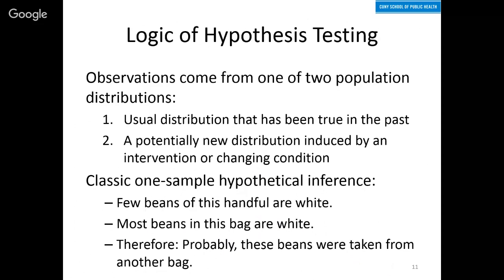A classic statistical teaching example of one sample inference is: got a handful of beans, only a few of them are white. I've got a big bag of beans here and most of them are white. Probably then this handful of beans is not from this bag. Simple, right? If your handful of beans looks very different from that big sack of beans, then it probably came from somewhere else.